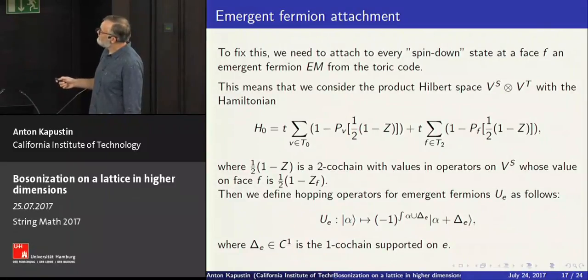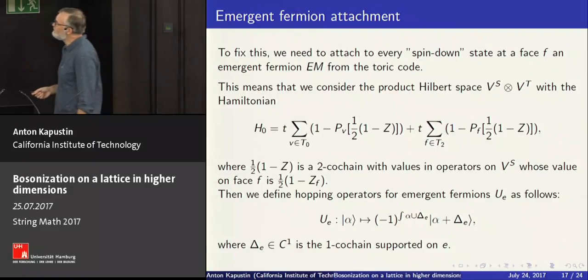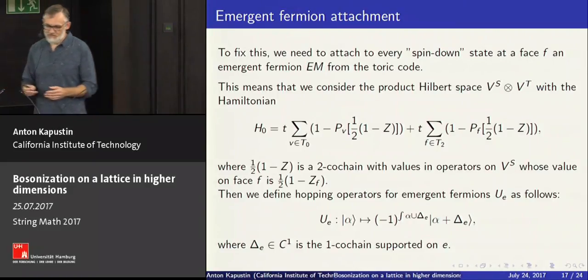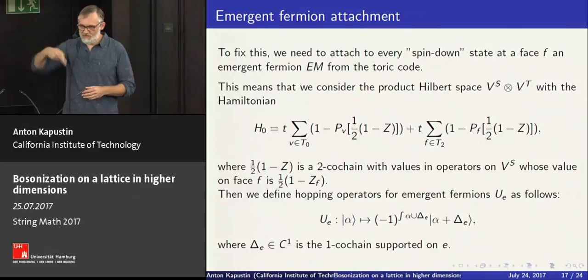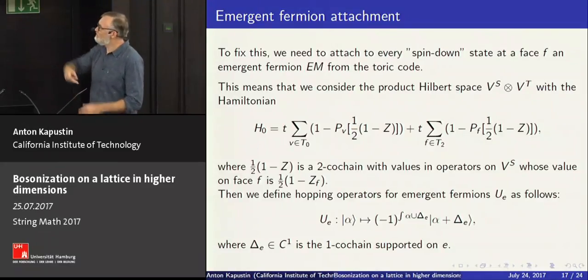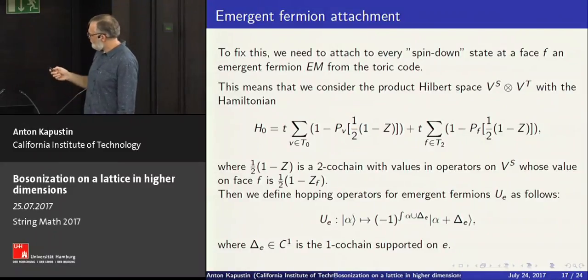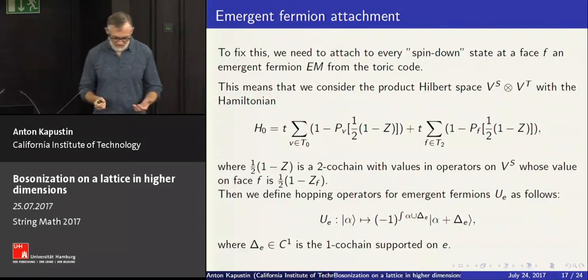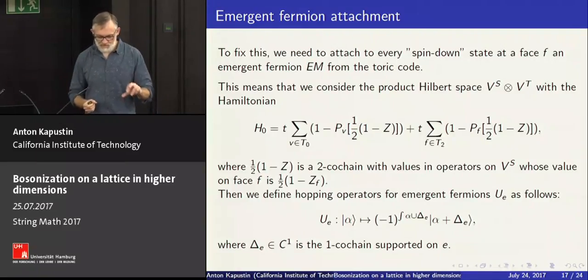That is, here Z is this operator, where it took a chain whose value on the i-th face is given by one if this spin is up and minus one if the spin is down. So that essentially forces, if I take t to infinity and take the projectors coming from the product of all these, the image of this is going to force an emergent fermion to sit exactly where the spins are down.